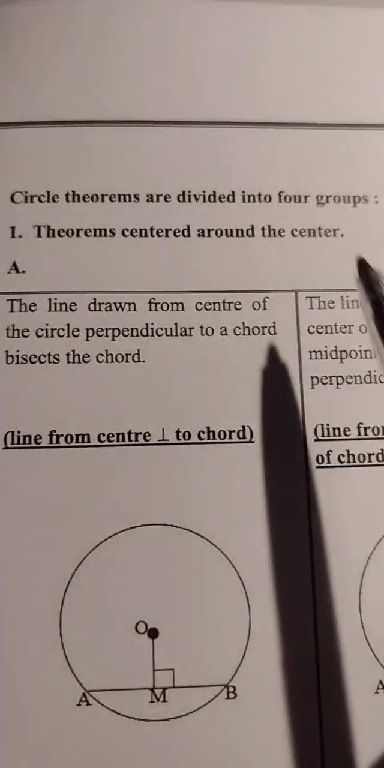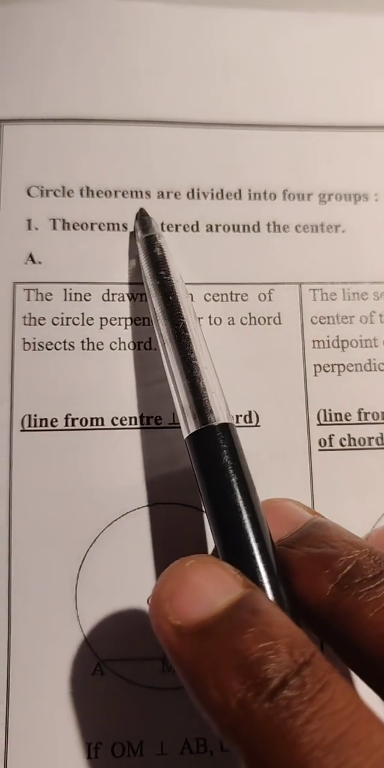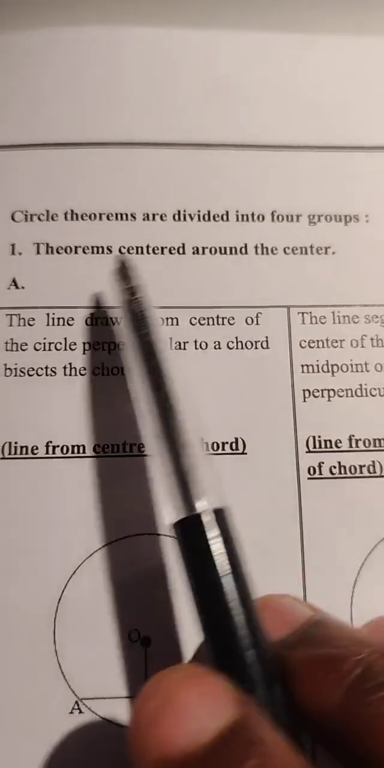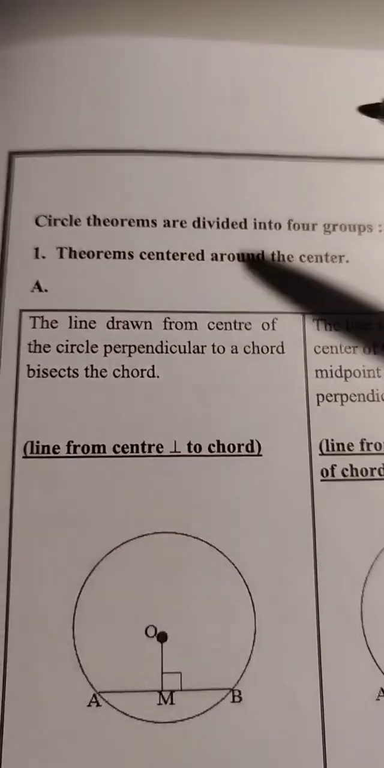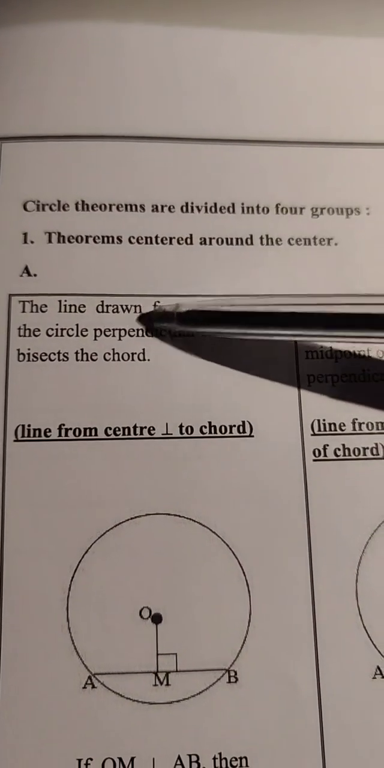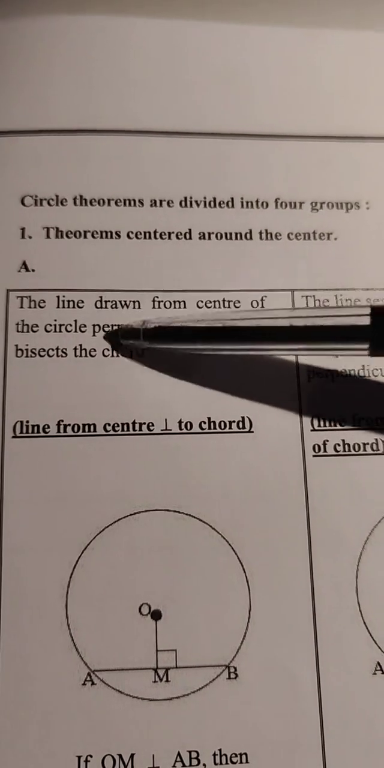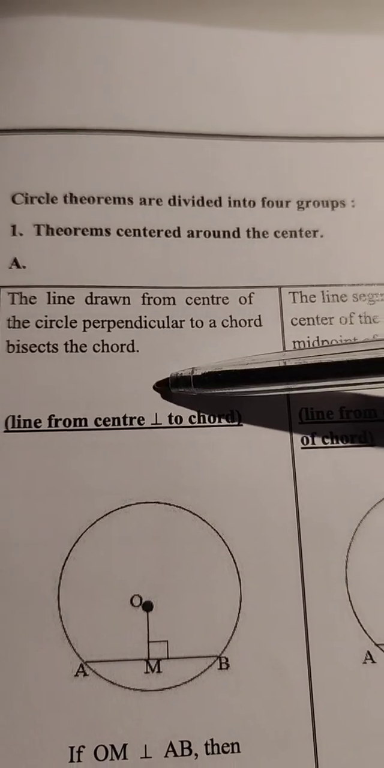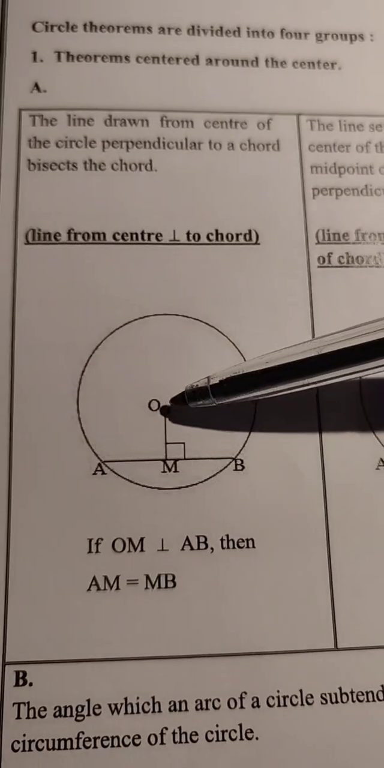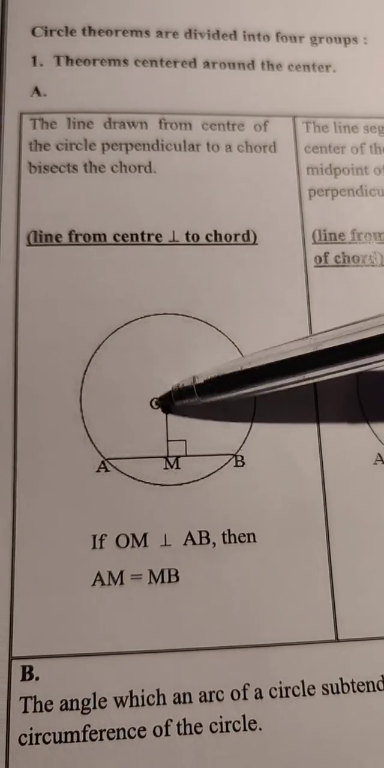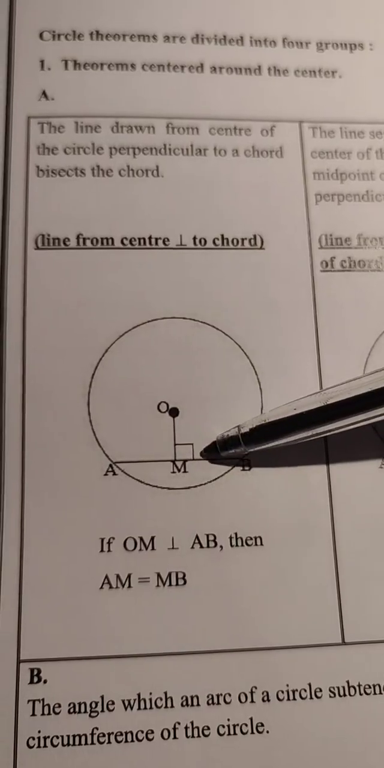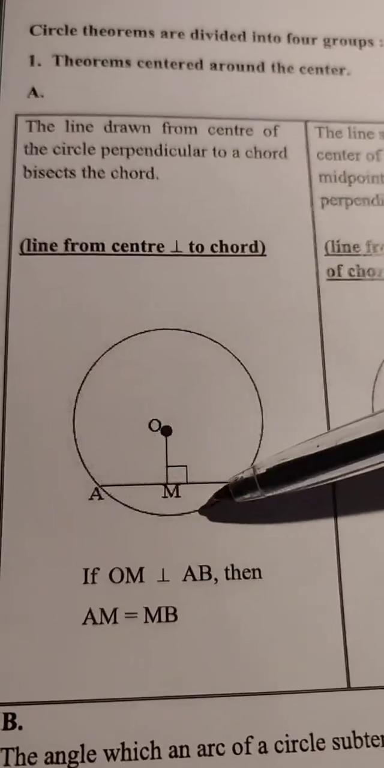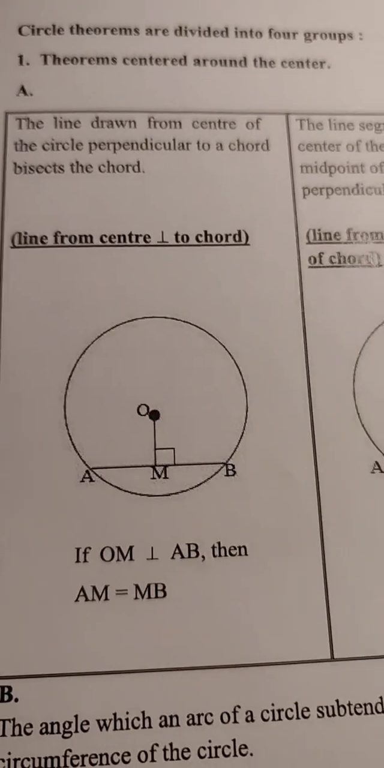Okay, so guys, yesterday we were privileged to actually get into the theorems that are centered around the center. Yesterday we looked at the theorem that says a line drawn from the center of the circle perpendicular to the chord bisects the chord. Line drawn from the center, there's the center, perpendicular to the chord, there's the 90 degrees, bisects the chord.